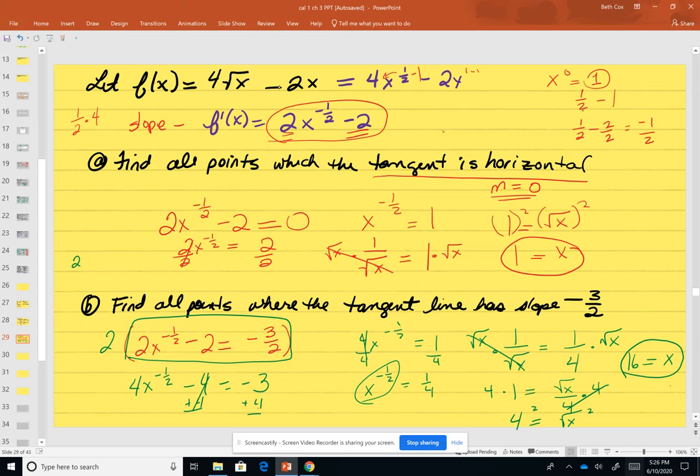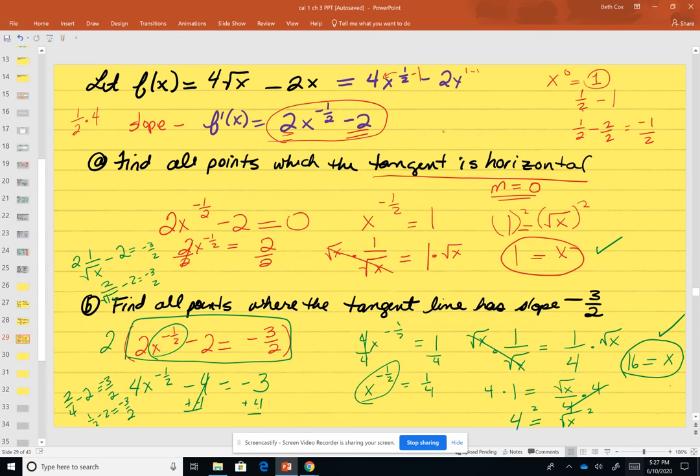So if I do 2 times 1 over the square root of x, which is what that means right there, minus 2 equals negative 3/2. Okay, and I put a 16 in there. I think it's going to work just fine. I've got 2/4 minus 2 equals negative 3/2. I definitely think that's right. 1/2 minus 2 is in fact equal to negative 3/2. So that answer checks.